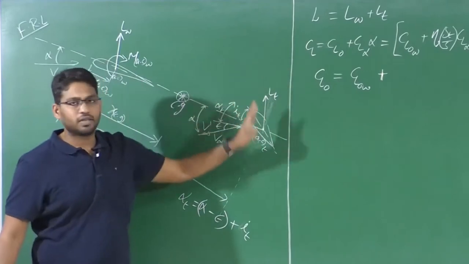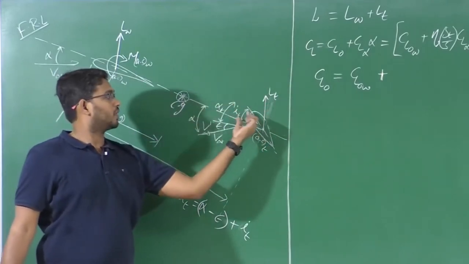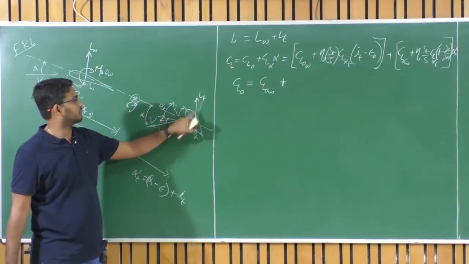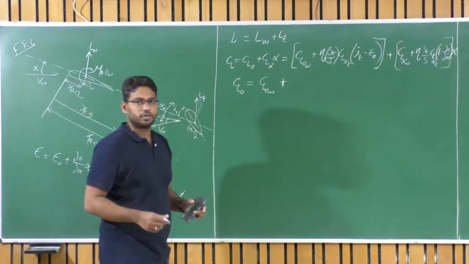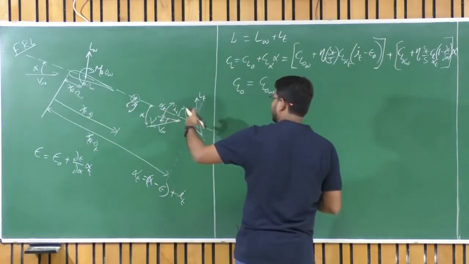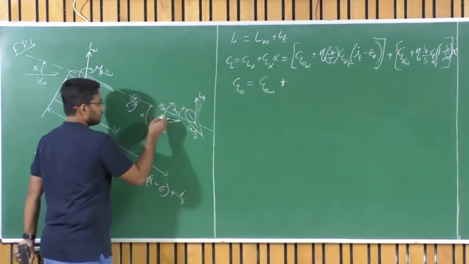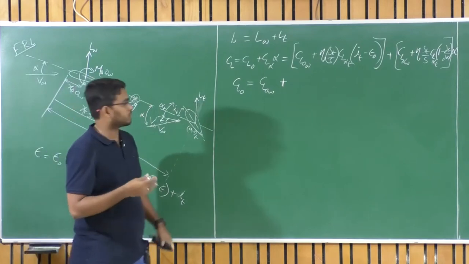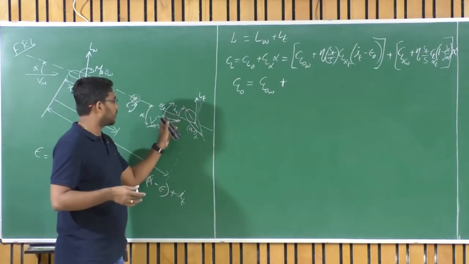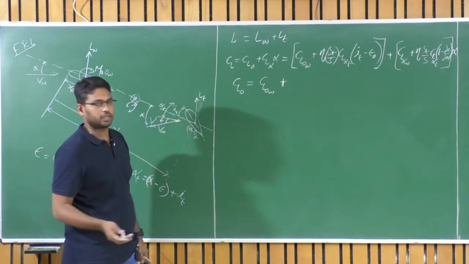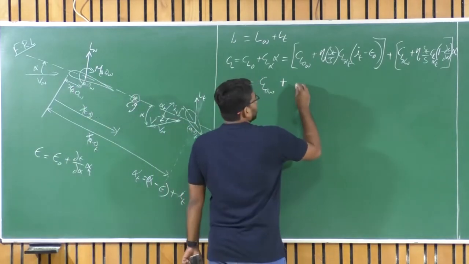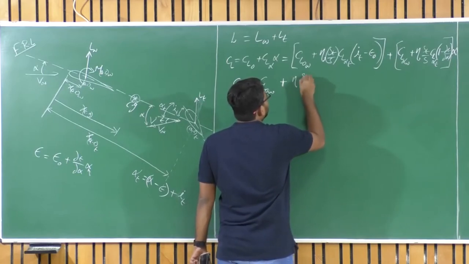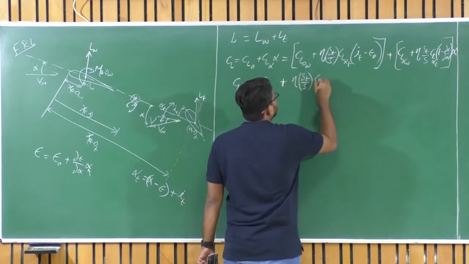Here is the correction factor: eta times CL alpha of T upon S, times one minus dε/dα. All this is the correction we have discussed here. So let's write the total CL alpha. What is the total CL alpha of this? Eta is a correction factor applied to the CL alpha of the tail, and the neutral point is X bar NP minus X bar CG.